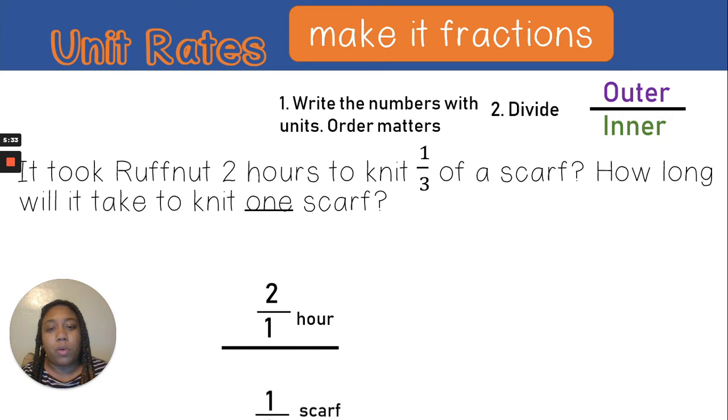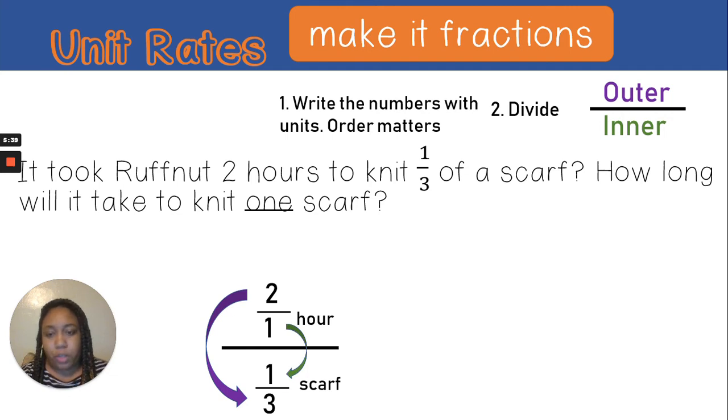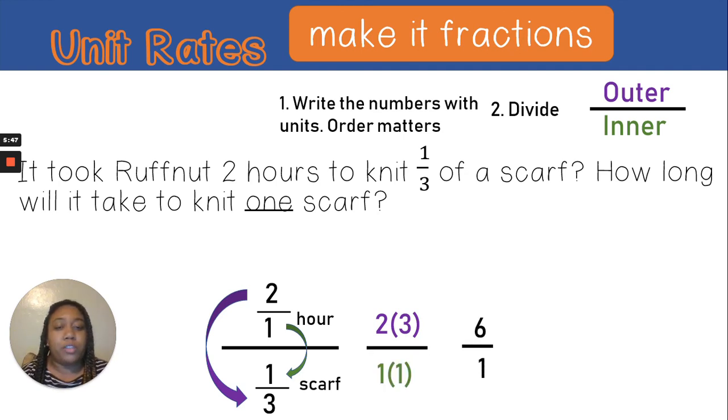I'm going to then put 1/3 at the bottom, and I'm going to go back to my outer versus my inner. So I'm going to have 2 times 3, which is 6. And then I'm going to have my 1 times 1. So my answer is going to be 6 over 1, which is just plain old 6 hours to knit one scarf. I hear it does take pretty long, so that's probably a real representation.